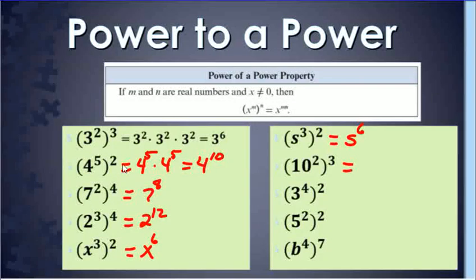10 squared to the third power would be 10 to the 6th. 3 to the fourth power, and all that is squared, would be 3 to the 8th power. And then we have 5 squared to the second power would be 5 to the 4th. And the last one here, b to the 4th raised to the 7th power would be b to the 28th power. Now, if they were ever to ask us to write the value of those, then we would have to simplify even more. So instead of 7 to the 8th, we would have to find out what 7 to the 8th is.